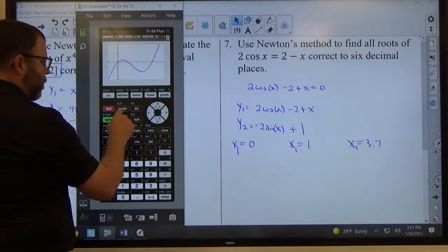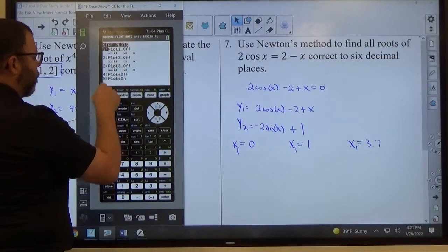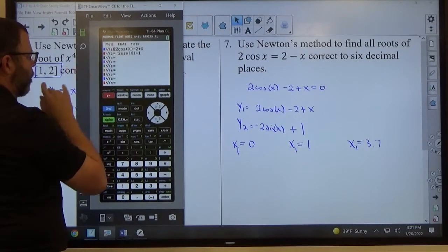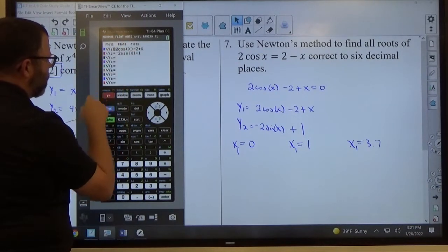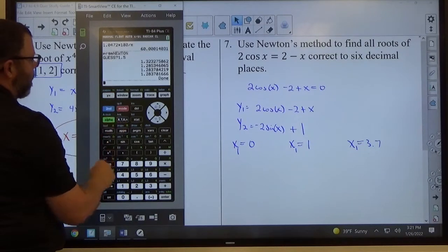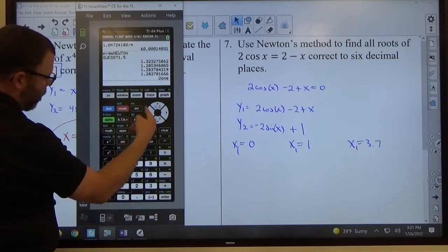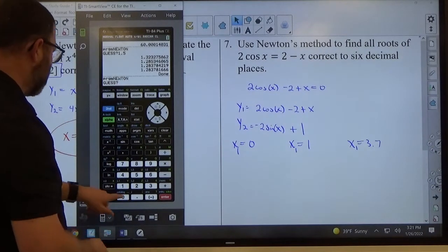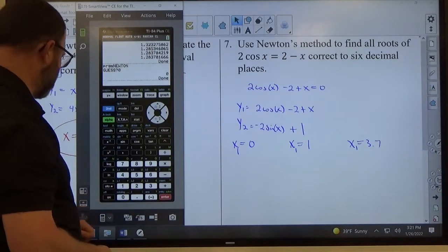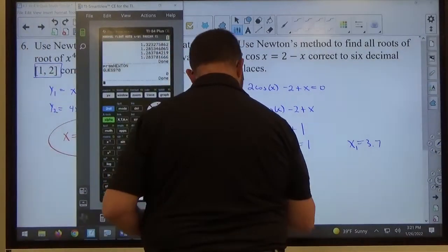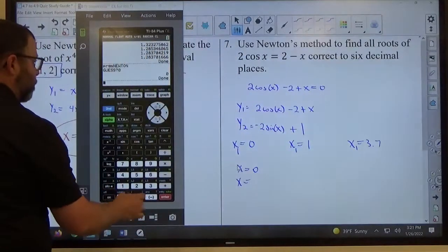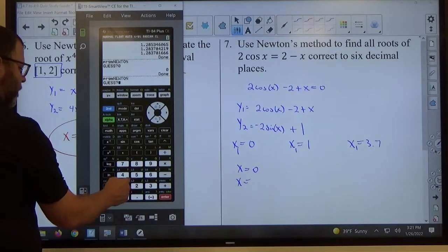So once I've established what my guesses are, and again I've got y1 and y2 turned on, there you go. You don't actually have to have them turned on, just make sure it's typed in. I've already got the program running, so if I hit enter, it runs again. So I'm going to enter 0 as my guess and 0 is the answer. The next guess is 1, so hit enter again. It asks for another guess, I guess 1.